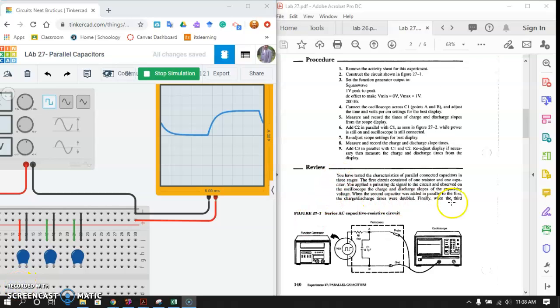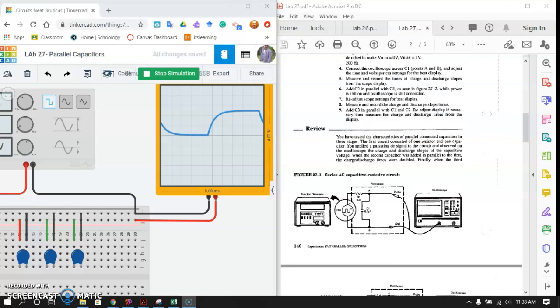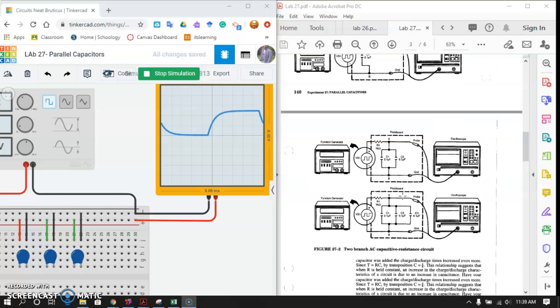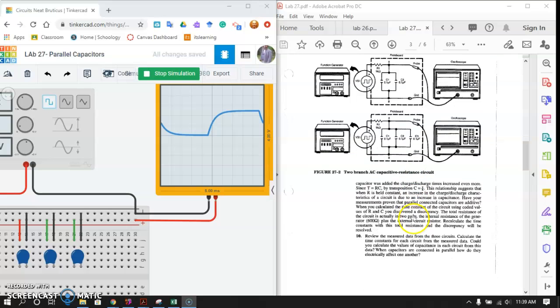So looking at the review here, the first section, we've tested those characteristics of the parallel capacitor, and we did that incrementally. We were able to see that the pulsating DC signal, the square wave that we put on it, was able to illustrate the charge-discharge slopes, and essentially seeing that we effectively doubled the capacitor value with the second one, and then added another half into that when we put the third one on. And this was the scale there.